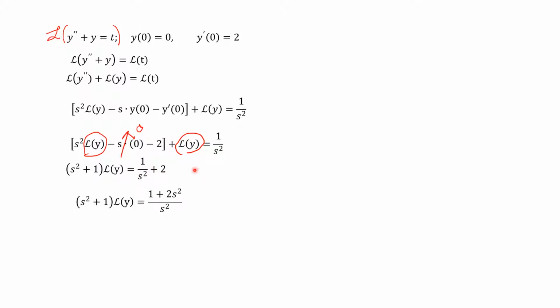Combine the right side, with s squared as LCD. 1 times 1 is 1, s squared divided by 1 times 2 is 2s squared. Divide both sides by s squared plus 1. You have L of y is 1 plus 2s squared over s squared times s squared plus 1. And therefore, y is the inverse of 1 plus 2s squared over s squared times s squared plus 1. Now we have to decompose this into partial fractions.